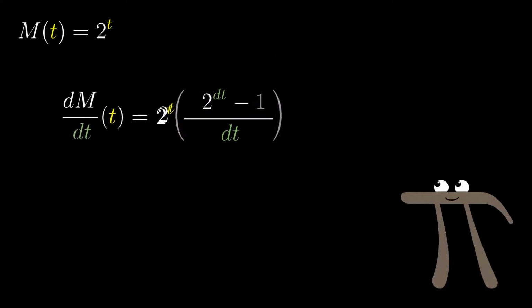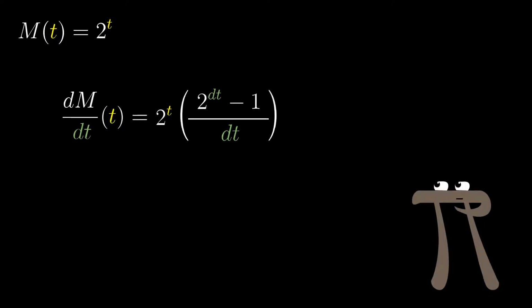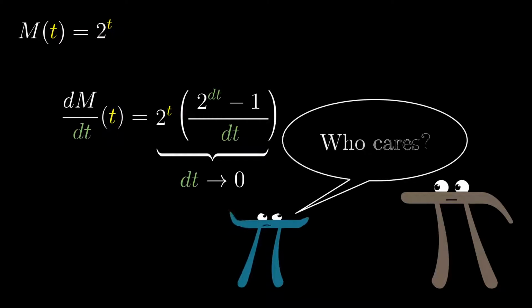After that move, we can factor out the term 2 to the t, which is now just multiplied by (2 to the dt minus 1), all divided by dt. And remember, the derivative of 2 to the t is whatever this whole expression approaches as dt approaches 0. And at first glance, that might seem like an unimportant manipulation.